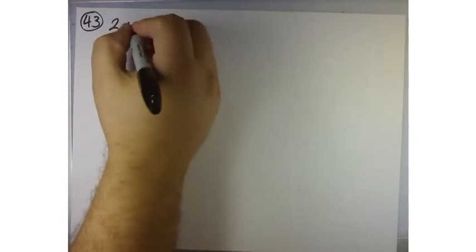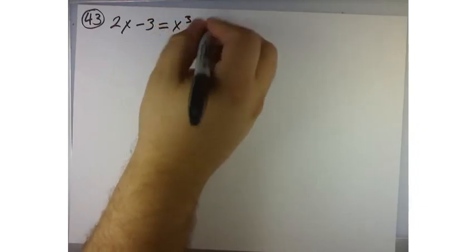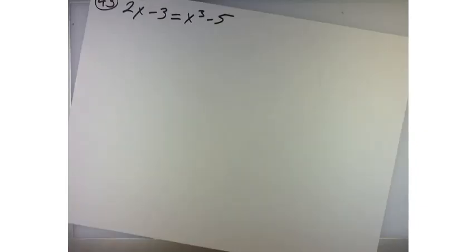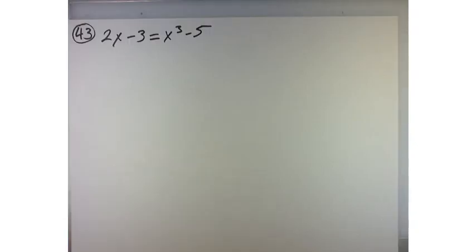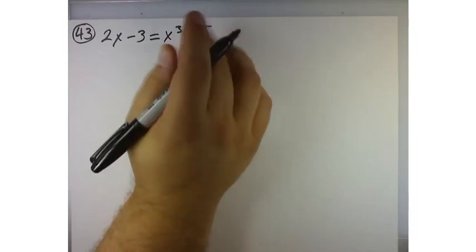43, it says we have 2x minus 3 is equal to x cubed minus 5. All right, so I can see where this one might be a little challenging. Now, it says specifically set the right-hand side equal to 0 and then graph it. So, if you were trying to solve this algebraically, I could see where that would be a challenge, right?